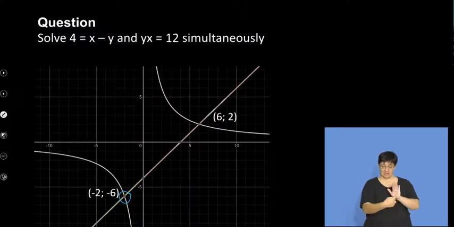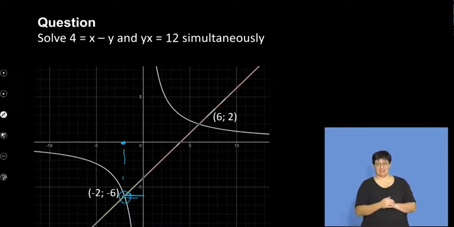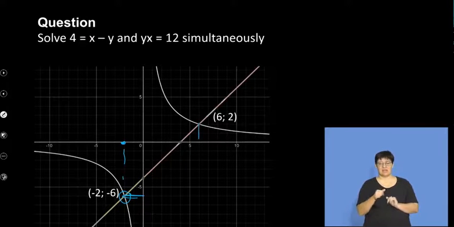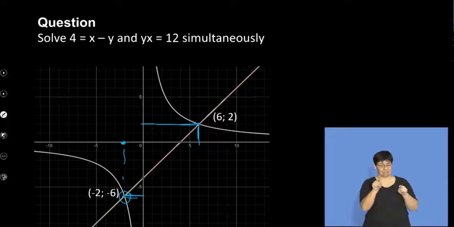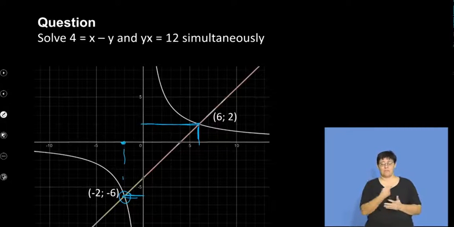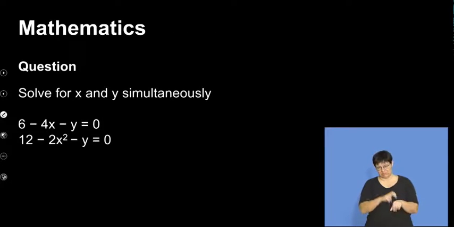So on the graph, it will look something like this. It will be in that quadrant. That's the first intersection. Negative 2 is somewhere there, and 6 will be somewhere there. And with this one, 6 will be somewhere there, and positive 2 will be somewhere there. Then you can see exactly where these two graphs are intersecting. But this is just an extra. You don't necessarily need to draw this, please.